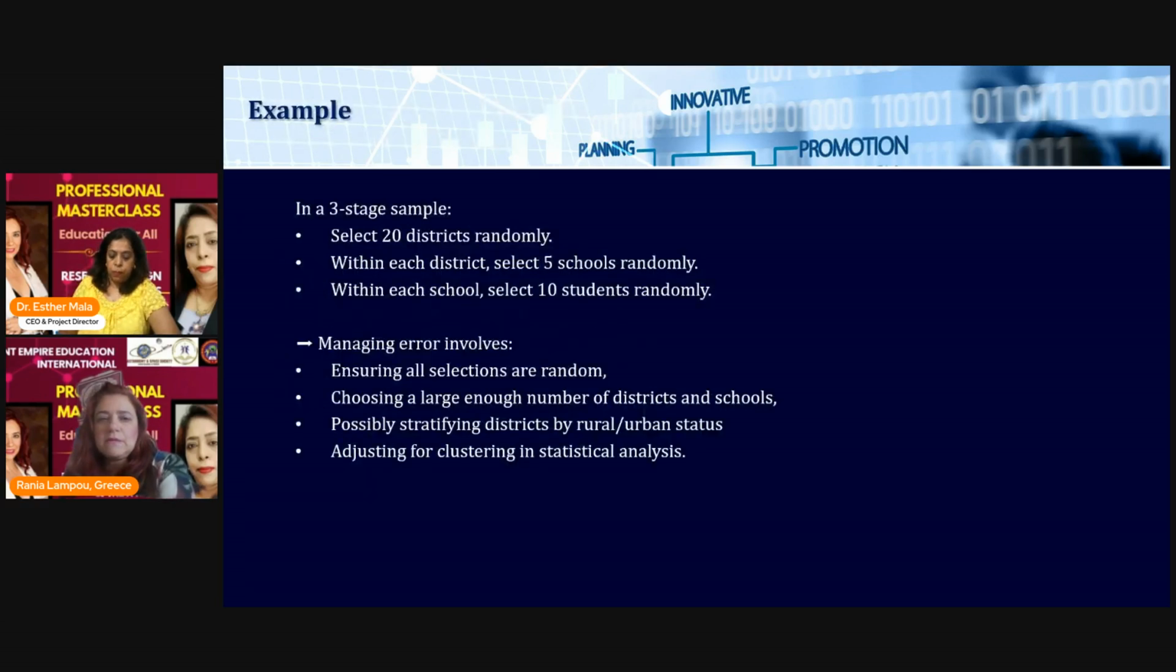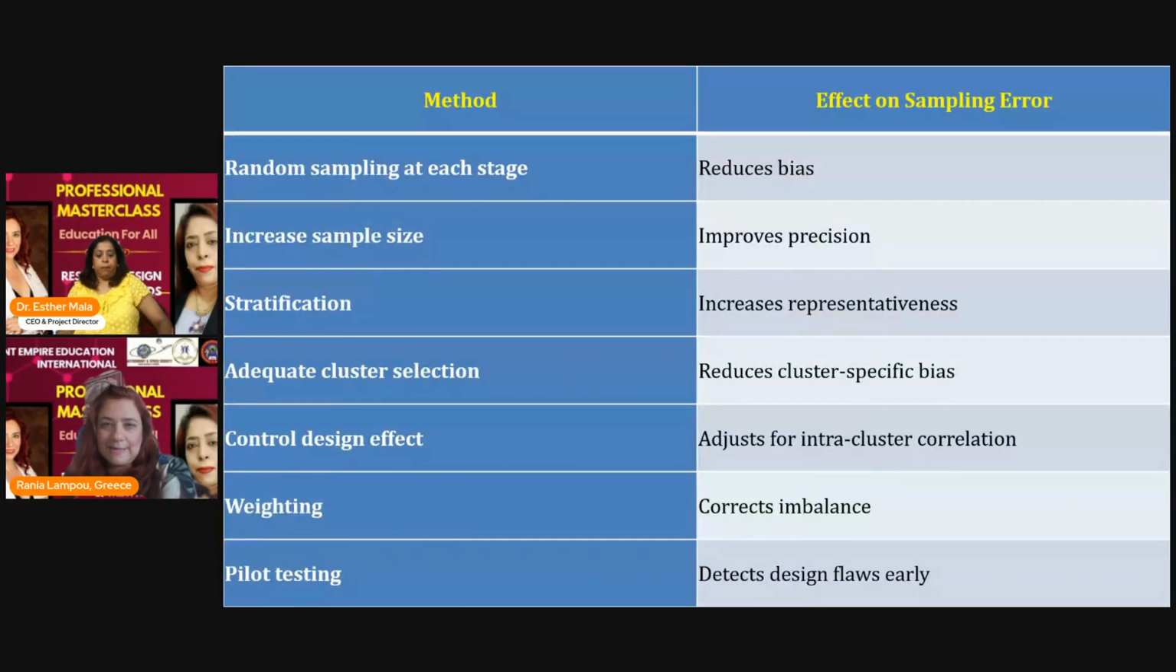And in the three-stage example, for instance, we select 20 districts randomly. Within these districts, we select 5 schools randomly. Within each school, we select 10 students randomly. And managing errors involves ensuring all selections are random. We choose a large enough number of districts and schools, we possibly stratify districts by rural and urban status, and we adjust for clustering in statistical analysis.